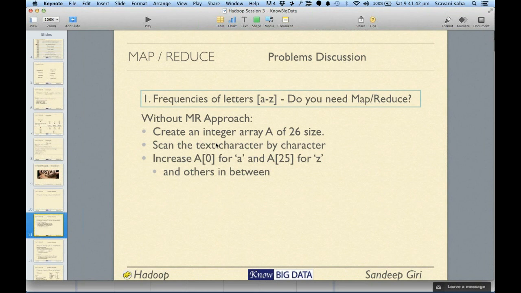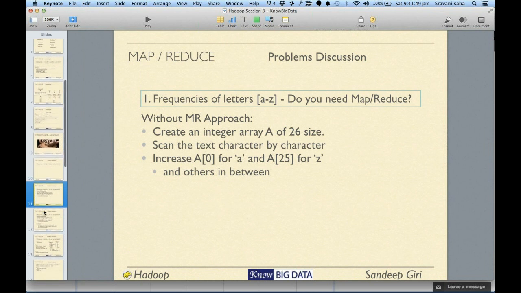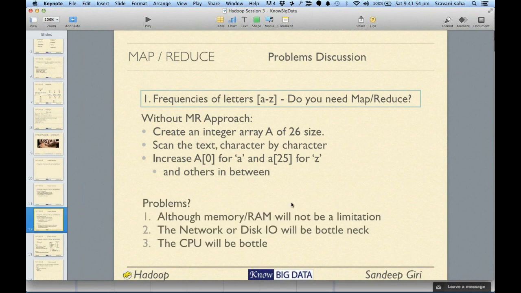So the problem with this approach is that the RAM, although the memory will not be the limitation because it's only 26 integers you need to store in memory, it will consume a lot of disk reads and writes. Okay, and the CPU also might become the bottleneck.